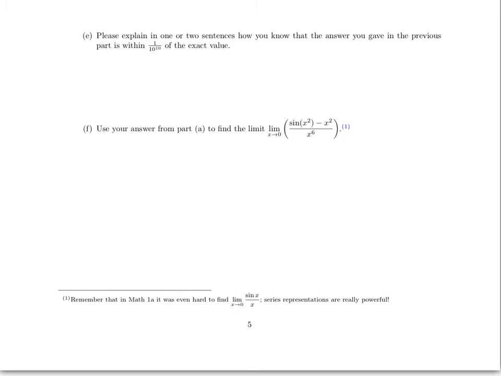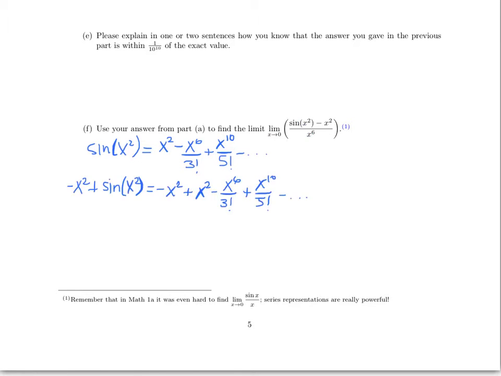Part F encourages us to use the series representation of sine of x squared to compute the limit as x approaches 0 of sine of x squared minus x squared over x to the 6th. All we have to do is manipulate our power series representation to be equal to sine of x squared minus x squared over x to the 6th. We start with sine of x squared, and then we'll subtract off x squared. Important to note is that the first 2 terms here are going to cancel with each other. So really, all we have left is everything beyond that. Granted, that's an infinite series, but we'll see what's about to happen to it in a moment.